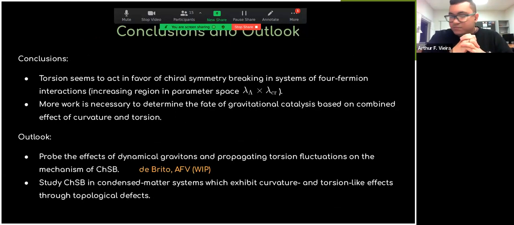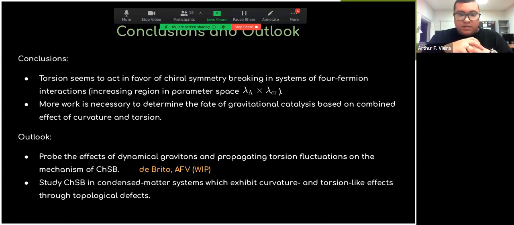So moving on to the conclusions and outlook. Torsion seems to act in favor of chiral symmetry breaking in systems of fermionic interactions, which means that it increases the region in parameter space of the quadratic coupling and the critical coupling.